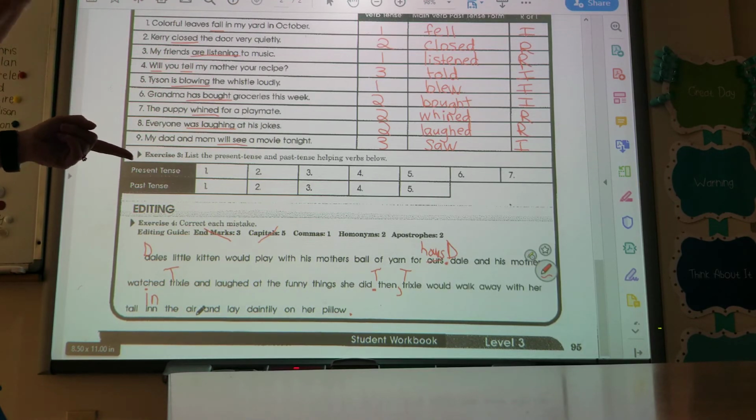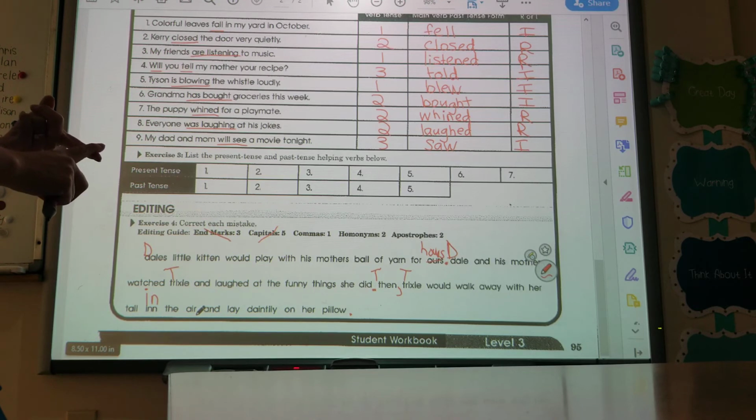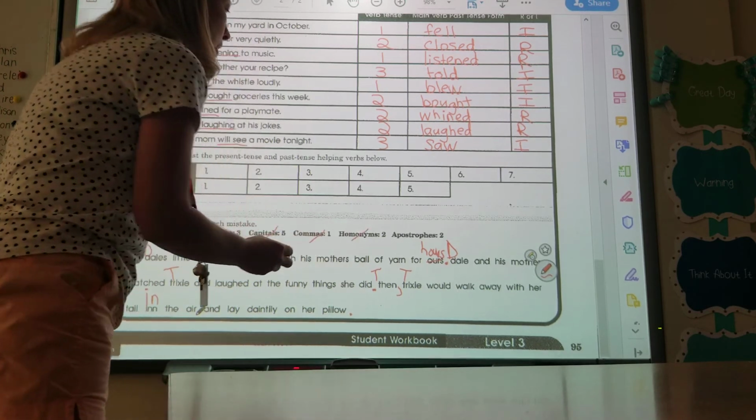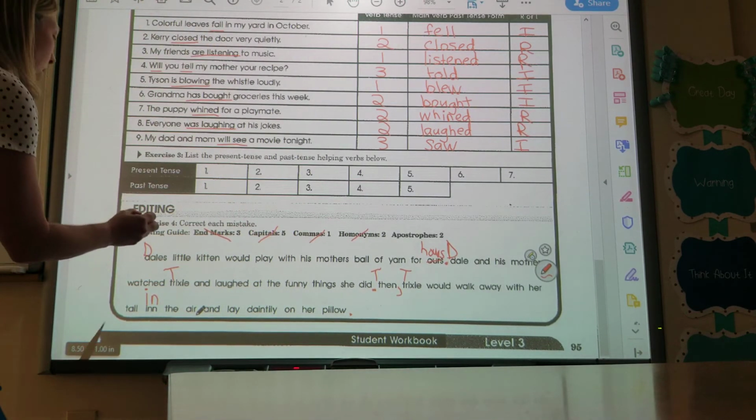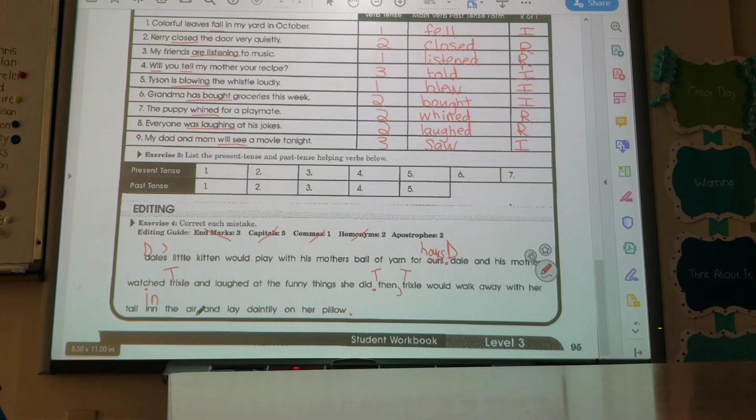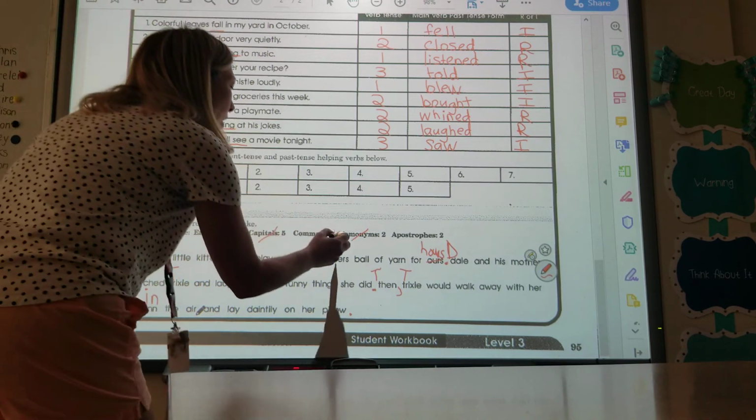All right, so Dale's little kitten would play with his mother's ball of yarn for hours. All right, we got our two homonyms, we got our comma. Now we just need two apostrophes, all right? Right here with Dale's little kitten. And then, where's another apostrophe? Dale and his mother watched Trixie and laughed at the funny things she did. Then, Trixie would walk away with her tail in the air and lay daintily on her pillow. Where am I missing another apostrophe? Dale's little kitten would play with his mother. Oh, mother's ball. Right here.